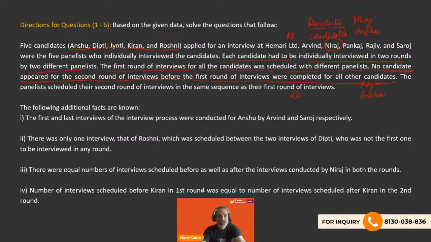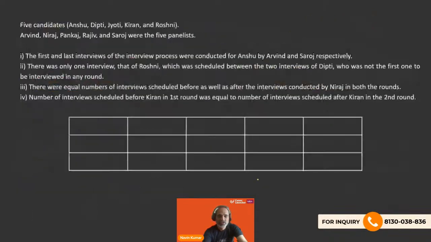Okay, so let's start. What I will do is draw a schedule, just like how you used to draw when you were in school, a timetable. Since we know that there are 5 panelists and there are going to be 5 interviews conducted in each round, this is what it should look like, right?